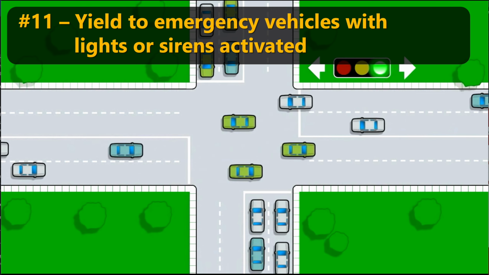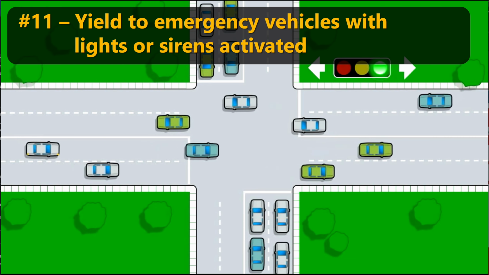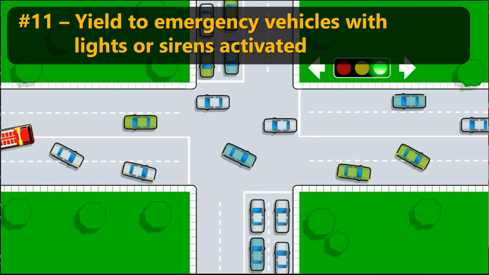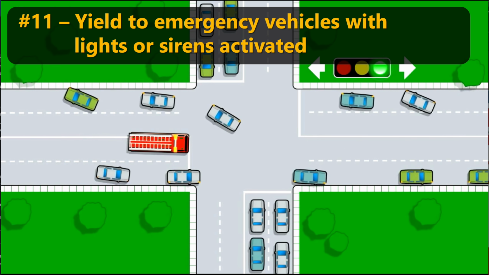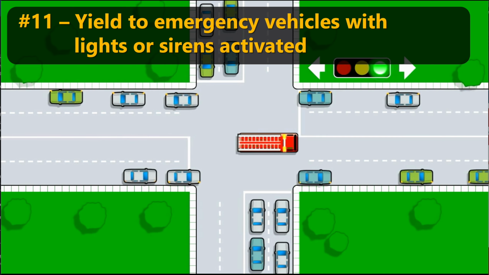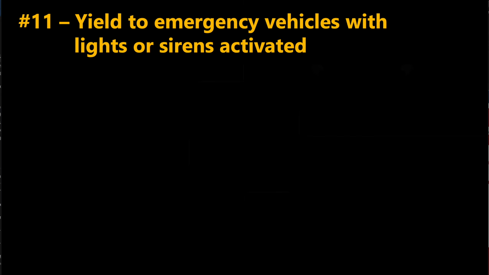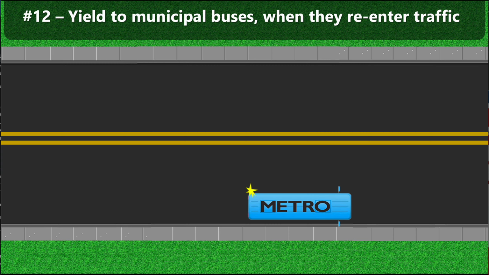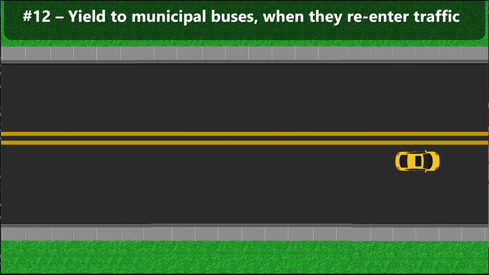Number 11. Now I've included this one because there's a couple of possibilities here. You do need to yield to emergency vehicles with lights or sirens activated. You're also required to move over to the right and stop. Now again, if they don't do this, if your applicant does not do this, you're also going to look down on general driving performance, the next section, and score attention. We'll get to that in the next one. But there may be a possibility that right-of-way is more applicable than attention. Number 12, you're required to yield to city buses, municipal buses, when they re-enter traffic.